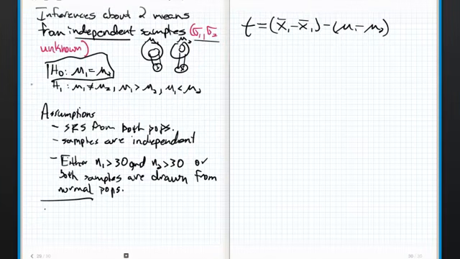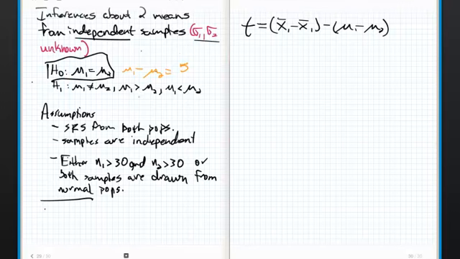Remember how before we talked about this? You may or you may not. There's nothing that says that I have to let mu1 equal mu2. I could actually say that mu1 minus mu2 is equal to 5. And what that says is that the difference between the population means is 5.